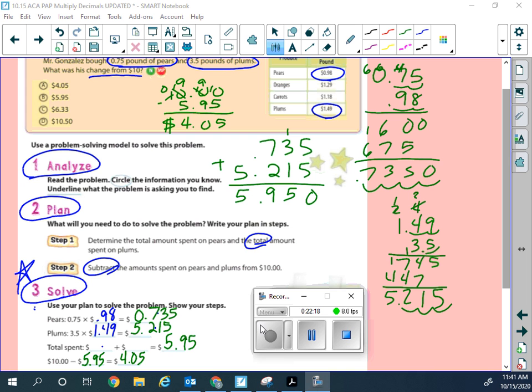Okay. So for the pears, you should have done 0.75 times 0.98, which should have given you 0.735. You guys all get that? Okay. For the plums, you should have done 1.49 times 3.5, which should have given you 5.215. Okay. So that's the cost. So then you needed to add them together to get the total cost of $5.95. You guys all get that? Okay. Then to get the change, you had to subtract from $10 to get $4.05.